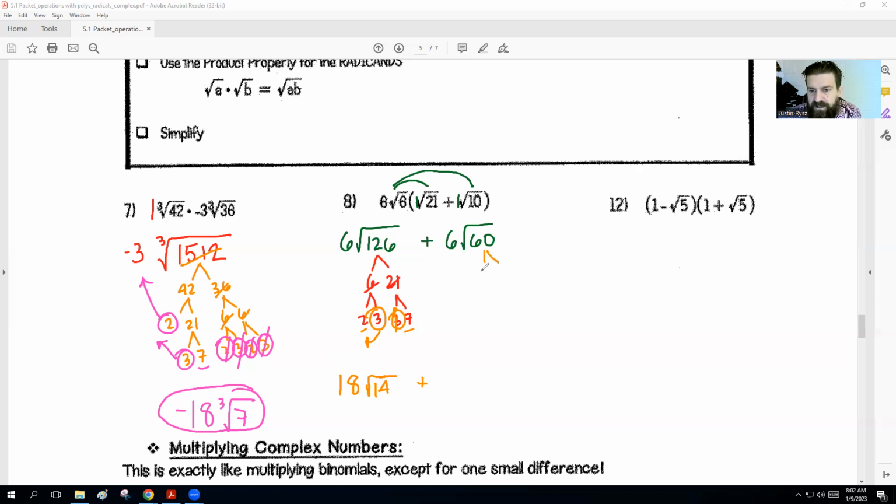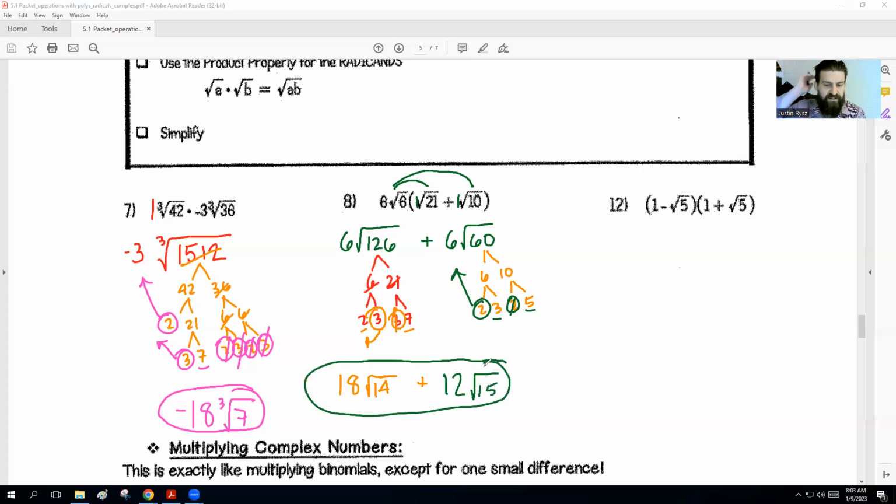All right, now 60 here. I know 6 and 10. It's 2 and 3. And then we got 2 and 5. We look for partners here. We got a pair of 2s. The 2 can go outside with the 6. It's 12. And the 3 and the 5 multiply inside. So this is, even though it's not the nicest looking answer here, would be 12 radical 15.